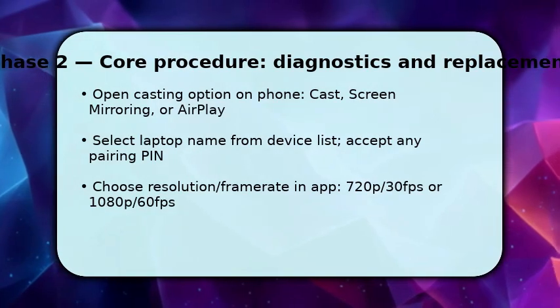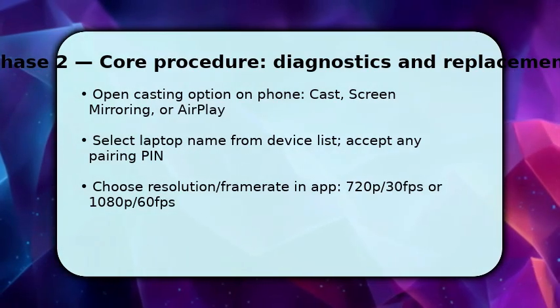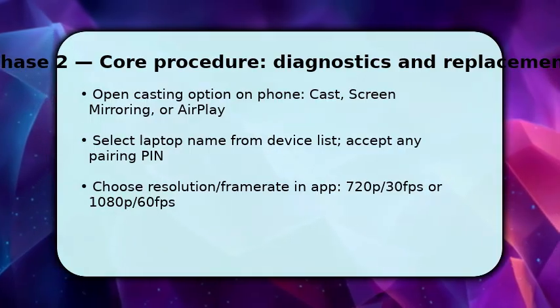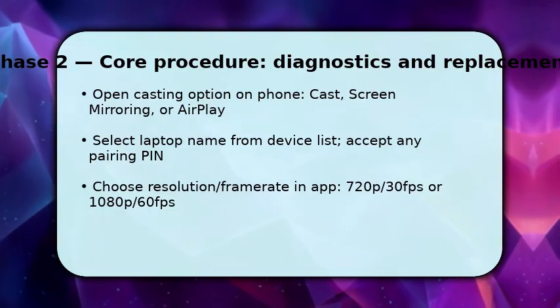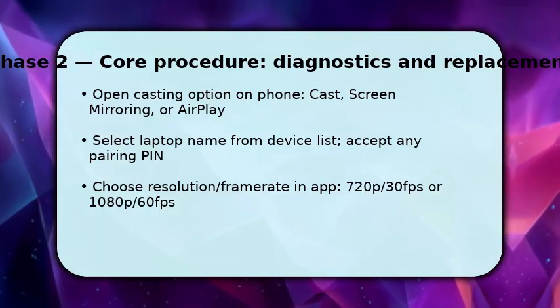Next, initiate the connection from the phone. Tap cast or screen mirroring and pick your laptop from the list. Accept pairing prompts to establish a trusted stream. On the laptop app, choose resolution and frame rate.